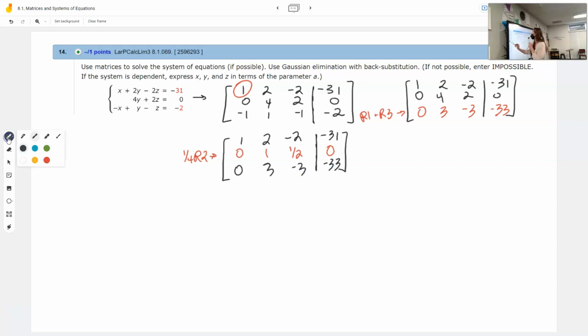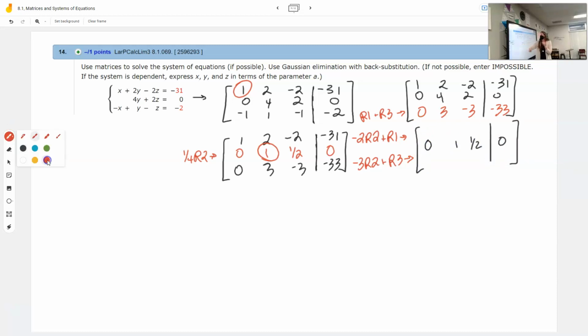All right, cool kids. After I get my established 1, what am I supposed to do? Find the zeros. Look at the 2. Multiply it by the opposite. Keep row 2. Add it to row 1. Multiply row 2 by the opposite and add it to row 3. I am keeping row 2 the same because that's where my established 1 is. 0, 1, and then 1 half, and then 0.